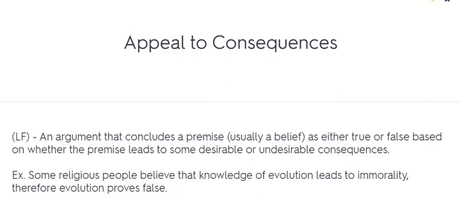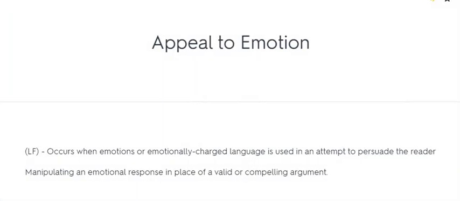Appeal to consequences. An argument that concludes a premise as either true or false based on whether the premise leads to some desirable or undesirable consequences. Example: Some religious people believe that knowledge of evolution leads to immorality, therefore, evolution proves false. Appeal to emotion. Occurs when emotions or emotionally charged language is used in an attempt to persuade the reader, manipulating an emotional response in place of a valid or compelling argument.